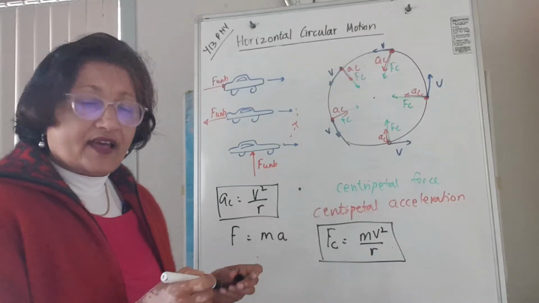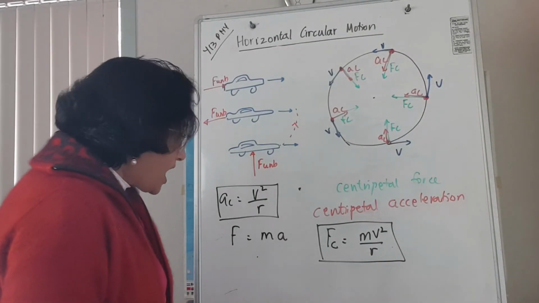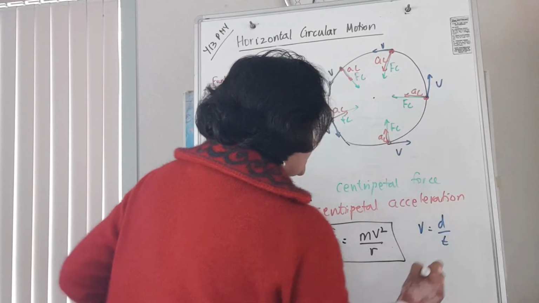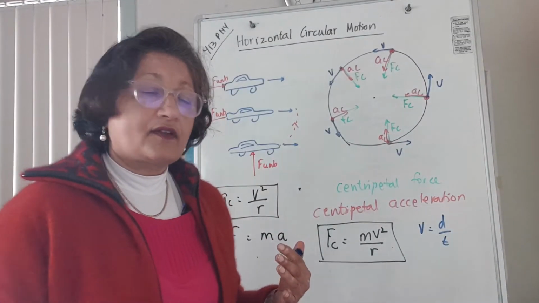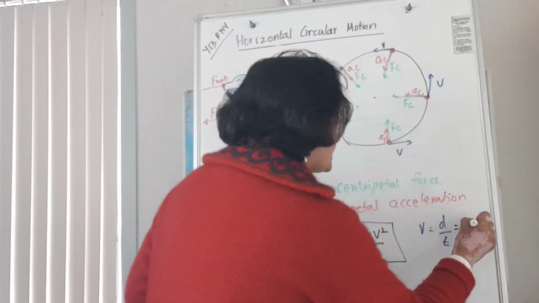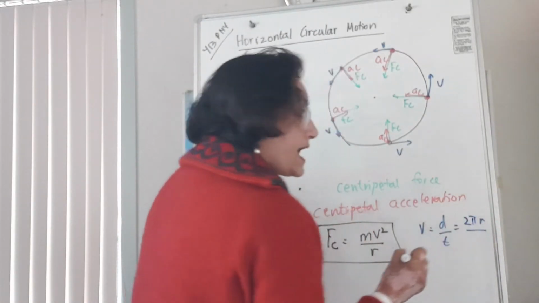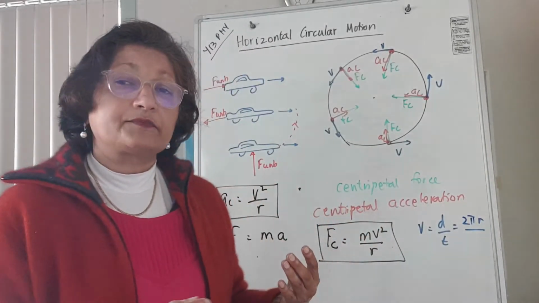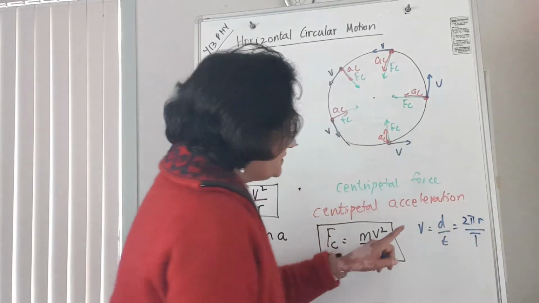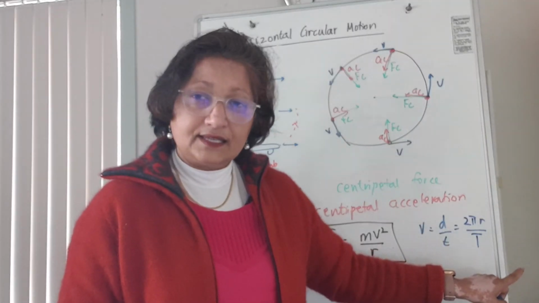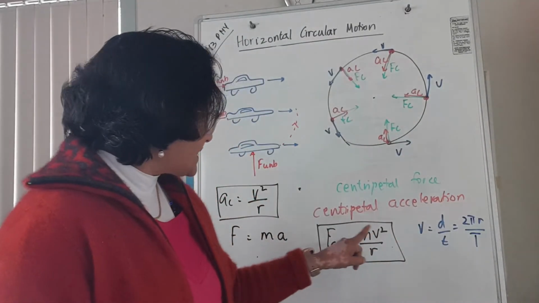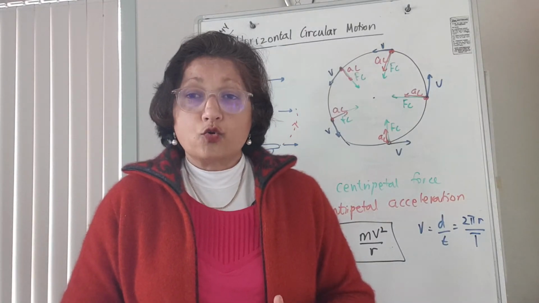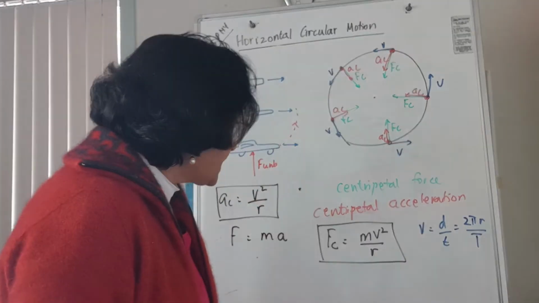Sometimes the value for v is not given. However, for constant speed, v is equal to d over t, and the distance around a circle is the circumference of the circle, which is 2 pi r, and the time that something takes to go around the circle once is called the period. So if you use v equals 2 pi r over T and substitute that in any of these equations, you can get the value for acceleration or centripetal force.